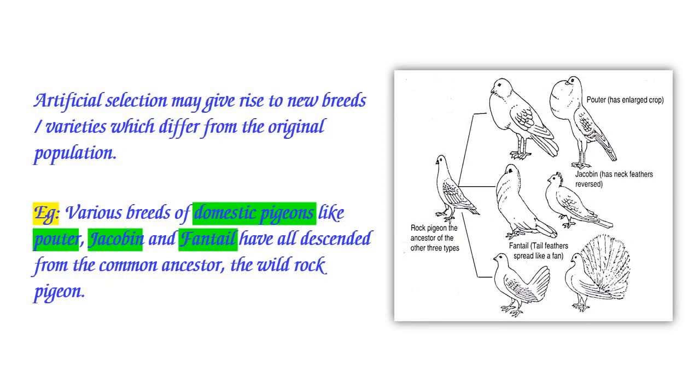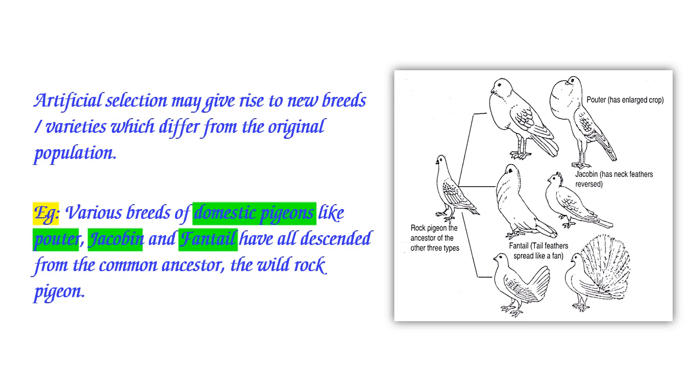So here are some examples which favor this artificial selection. Artificial selection may give rise to new breeds or varieties which differ from the original, wild or native population. For example, various breeds of domestic pigeons like Porter, Jacobin, and Fantail have all descended from the common ancestor, the wild rock pigeon. So whatever the new varieties or breeds of this pigeon, that is Porter, Jacobin, and Fantail, these three breeds are descended, that means developed, from the wild rock pigeon.